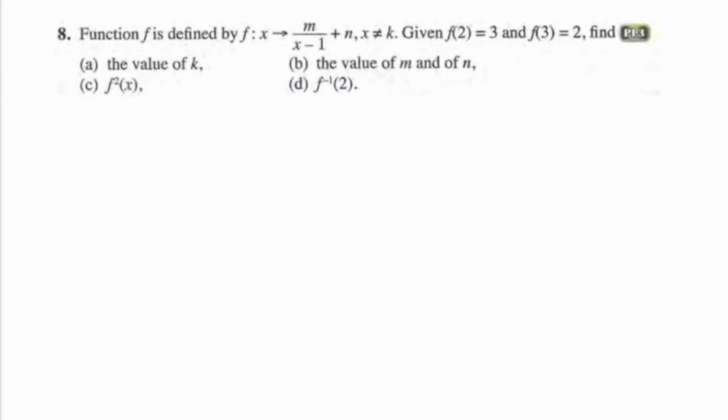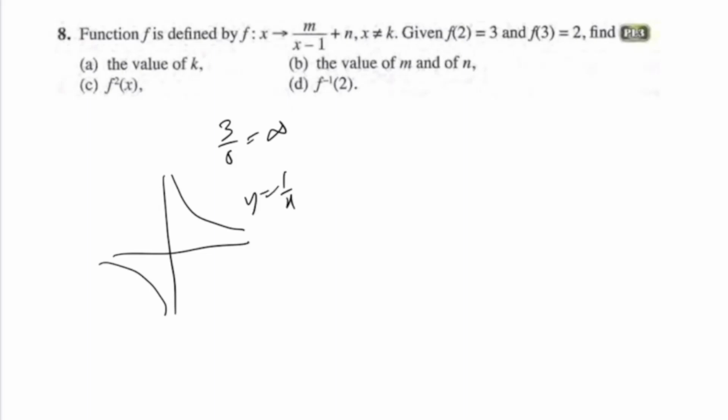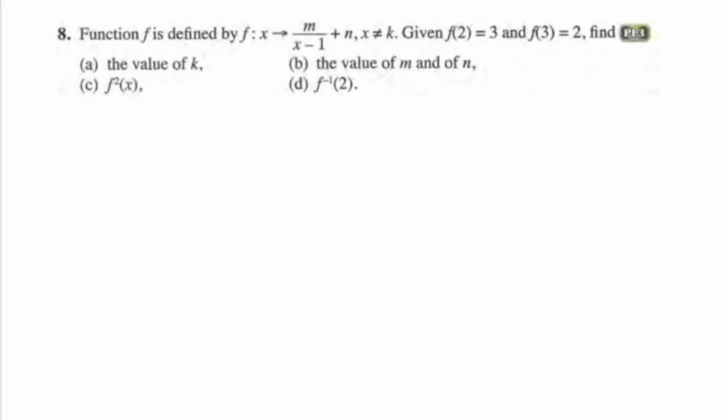Right. Okay, so here, the first part, I think you want to find the value of k. Remember, a function becomes undefined when your denominator is 0. You can't take, for example, 3 divided by 0, it is undefined. It's basically like the graph of y equals 1 over x. When x approaches 0, your y value approaches positive infinity or negative infinity, so we say it is undefined. Okay, so your function becomes undefined when x minus 1 is 0, x is 1. So it is given here, x cannot be k. So that means your k must be 1, right?